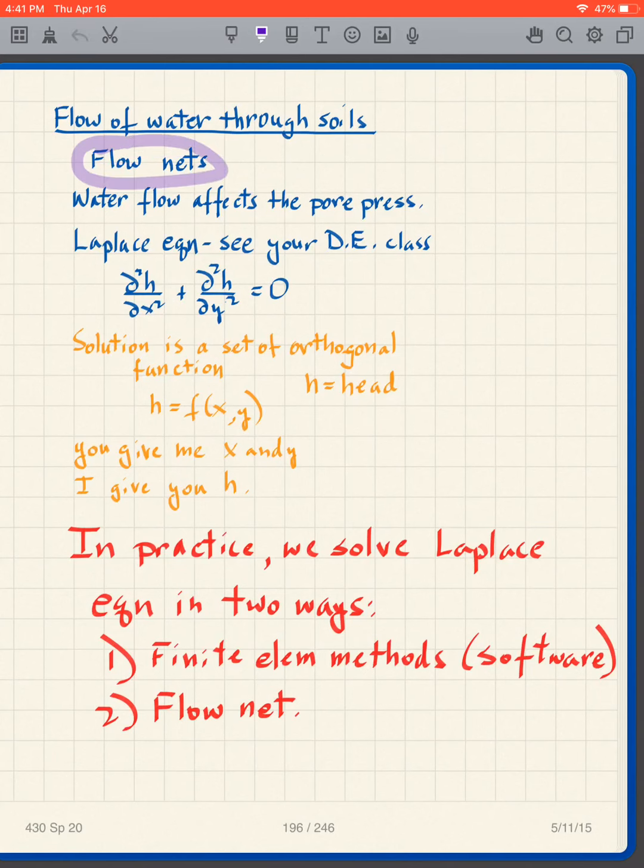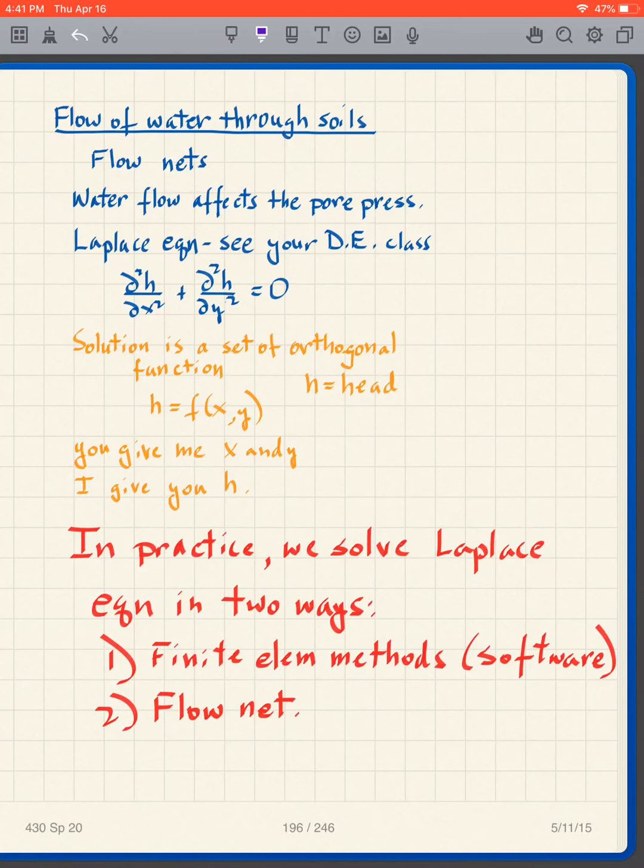And what we're going to find is that water flow affects the pore pressure. In other words, we aren't going to be able to just use the water table alone to get what we've been calling U water table. Now we're going to have to use our flow net to get the pore pressure at various locations in our system.